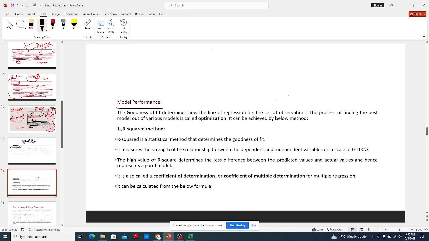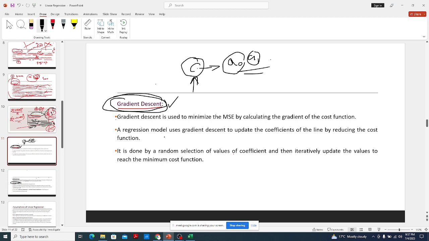Then I will finish with the model performance. How do we measure goodness of fit, or how do we measure the model performance? This is by use of R squared.